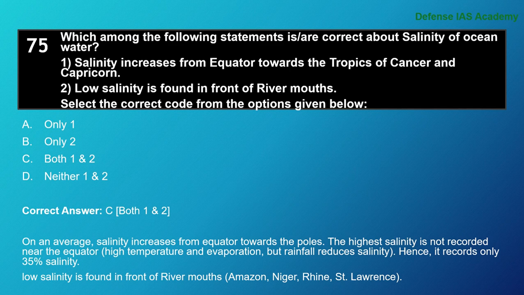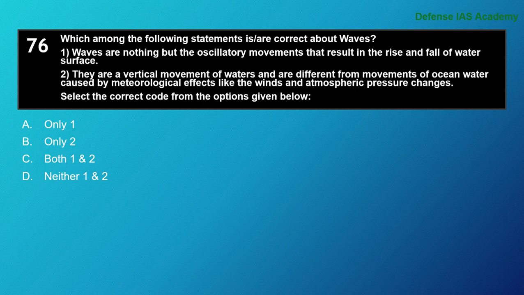On an average, the salinity increases from the equator towards the poles. The highest salinity is not recorded near the equator. The high temperature and the evaporation, but rainfall reduces the salinity. Hence, it records only 35% salinity. Low salinity is found in front of river mouths like the Amazon, Niger, Rhine, St. Lawrence, etc.